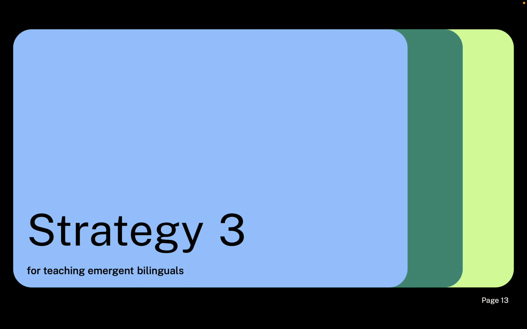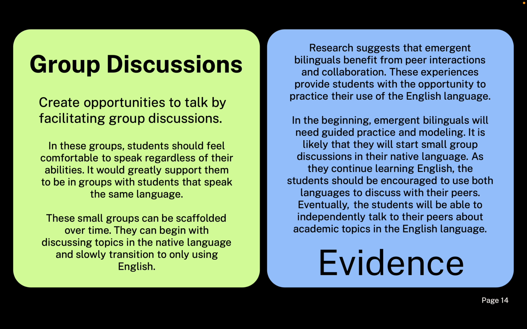Our final strategy for teaching emergent bilinguals is group discussions, and our role as teachers in creating opportunities to talk by facilitating these discussions. In these groups, students should feel comfortable to speak, regardless of their abilities. It would greatly support them to be in groups with students that speak the same language. These small groups can be scaffolded over time. They can begin with discussing topics in the native language and slowly transition to only using English.